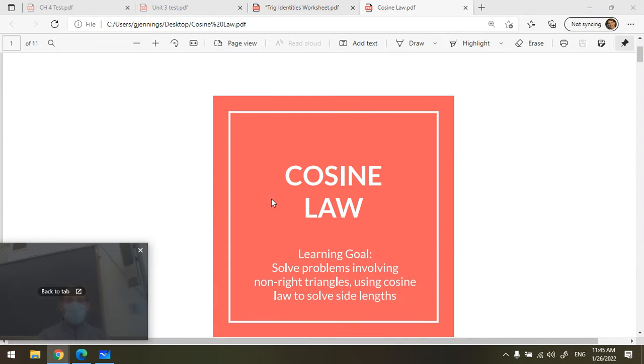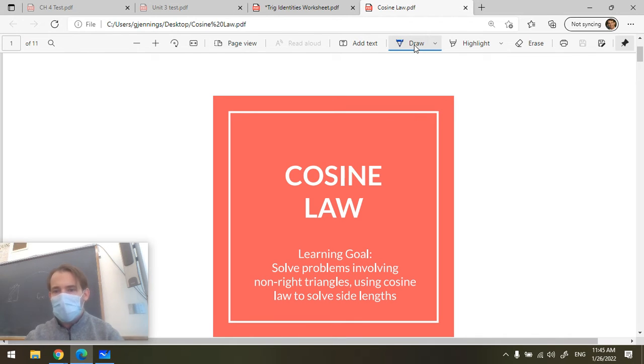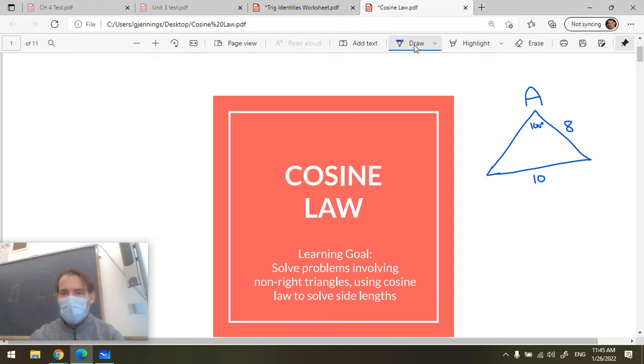Today, our topic is solving triangles that don't have right angles, where I don't have the ability to use sine law. You'll recall from last time, when I have a triangle, and let's say I know angle A, let's say this angle is 100 degrees, and this side length over here is 10. And then I tell you this side over here is, let's call that 8. And I want to find this angle. I can use sine law, and the reason I can is because I have an opposite pair of side and angle knowledge.